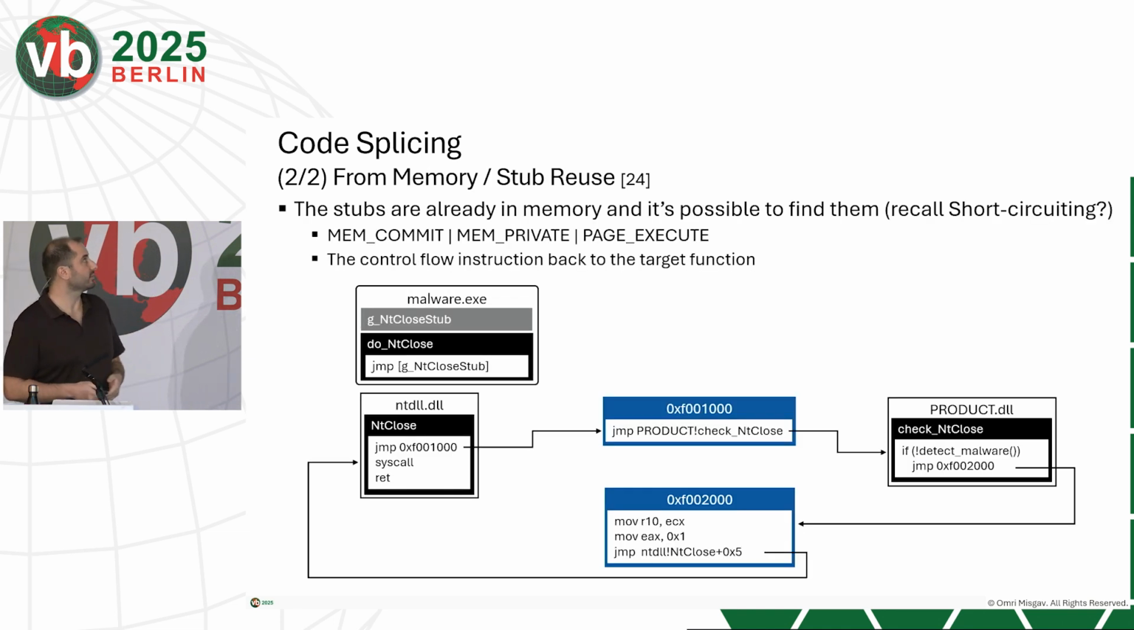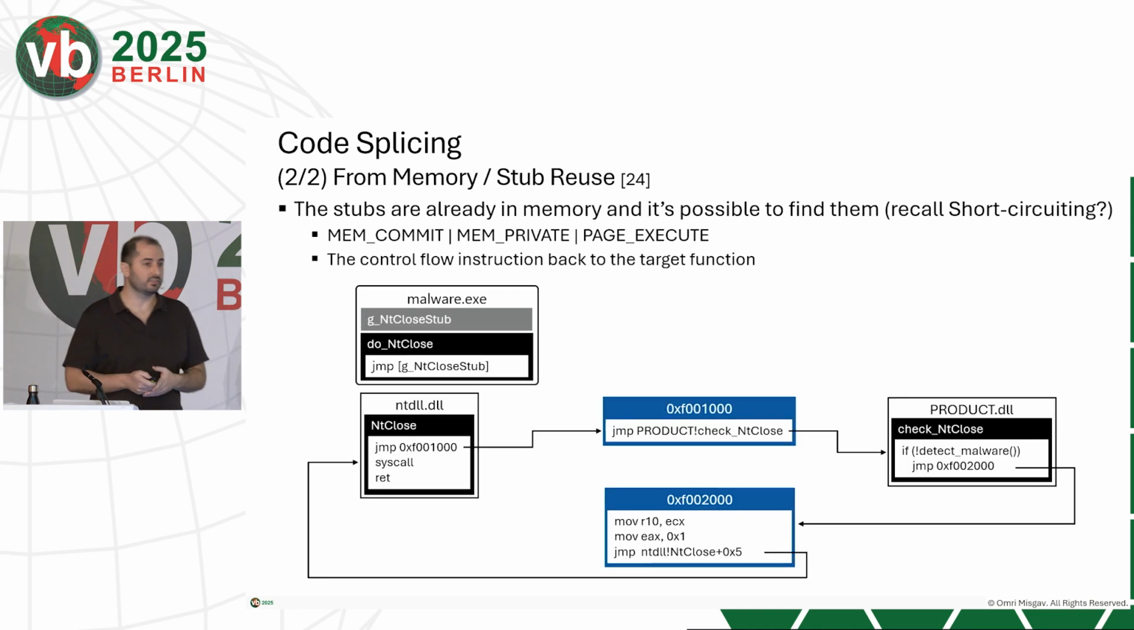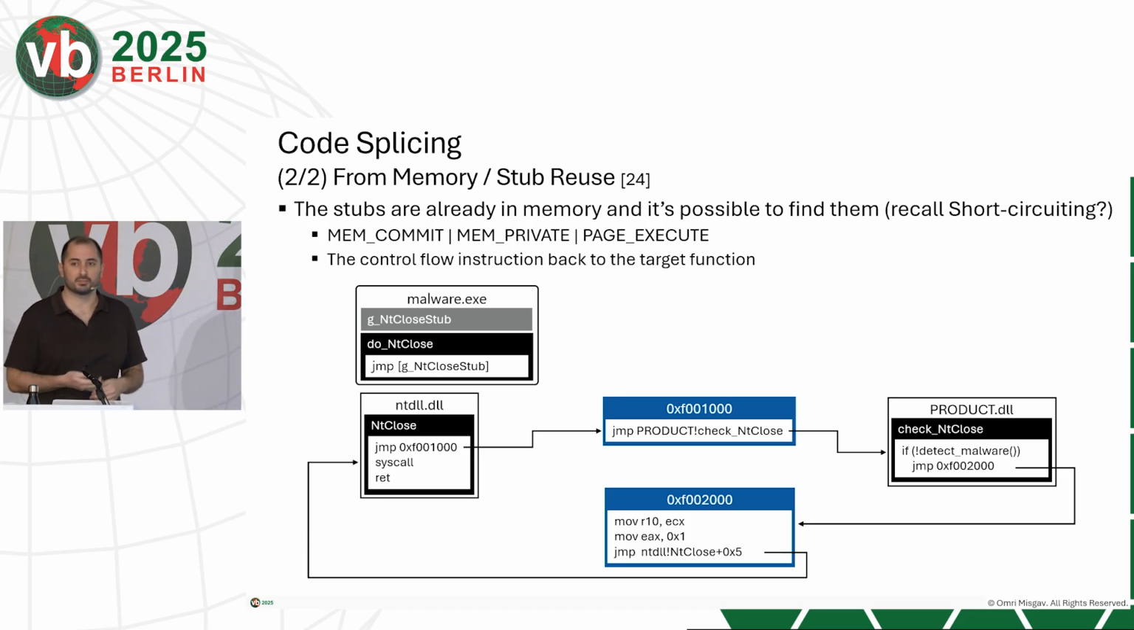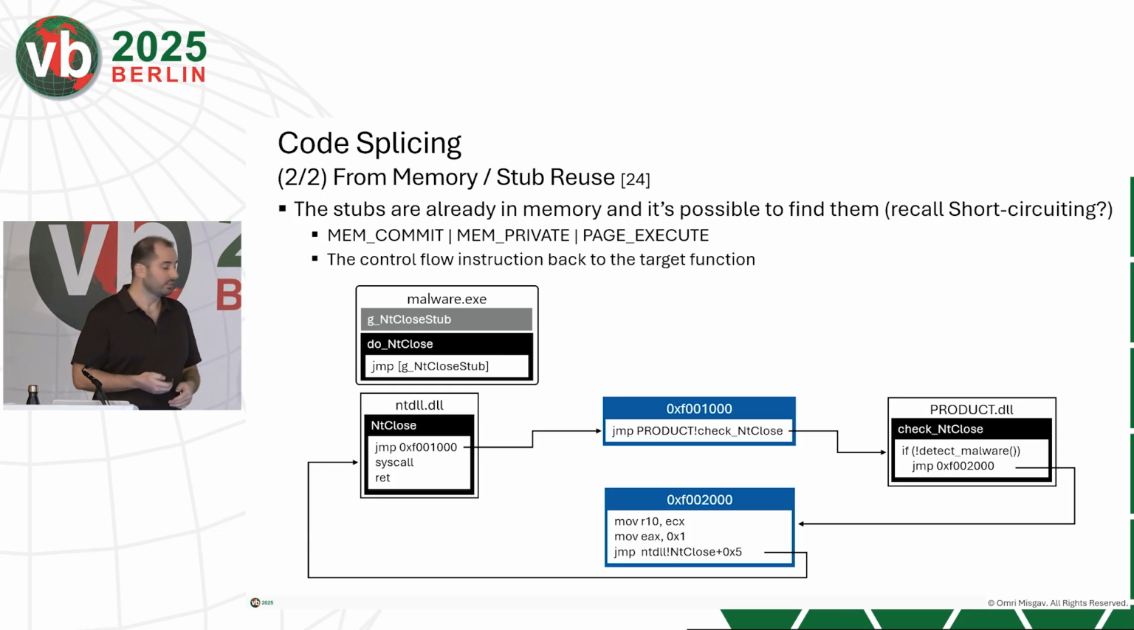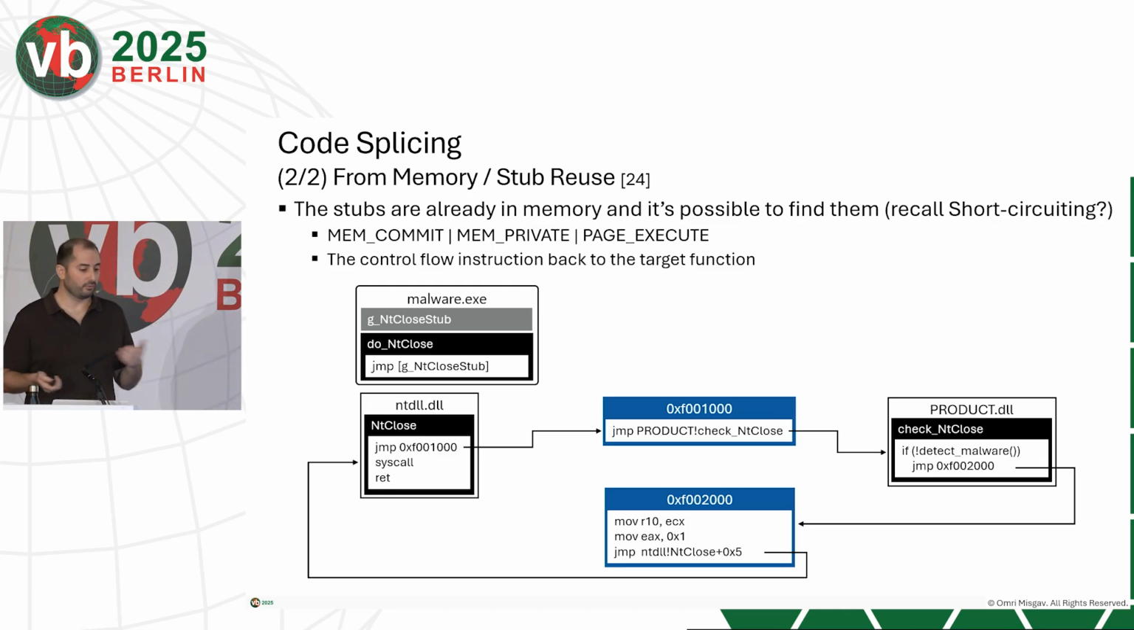The last technique is called stub reuse. As we mentioned before, it's possible to find the original stubs, the original function instructions. So why go through all the trouble? We can just call directly to it. And that will be quite simple to achieve.